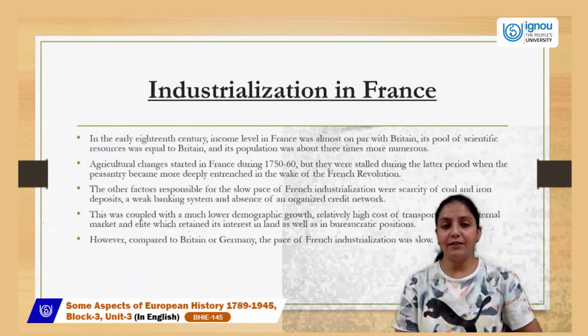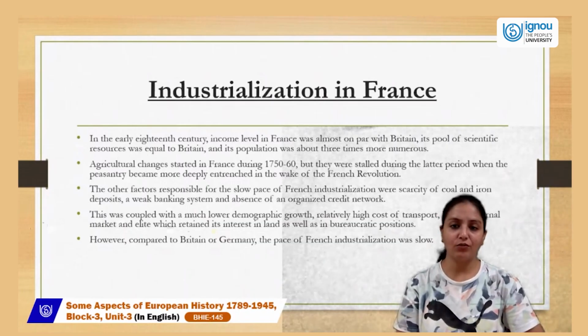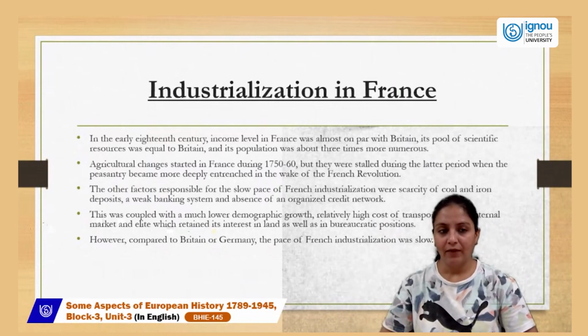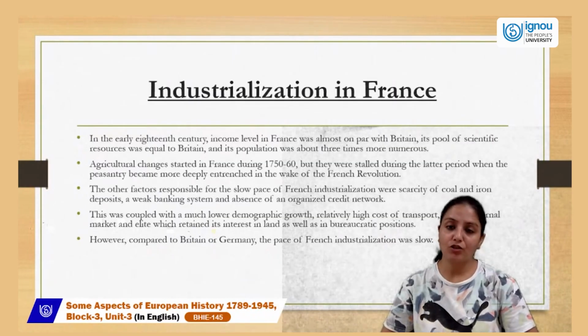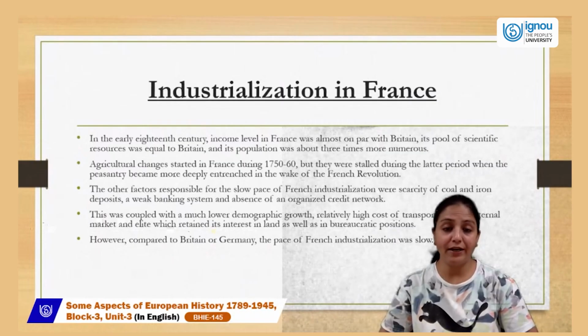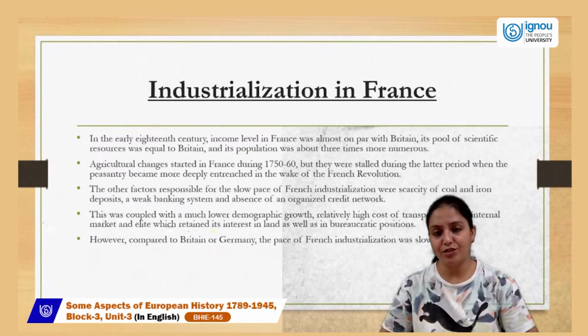In the early 18th century, income level in France was almost on par with Britain. Its pool of scientific resources was equal to Britain, and its population was about 3 times more numerous. Agricultural changes started in France during 1750 to 1760, but they were stalled during the later period when the peasantry became more deeply entrenched in the wake of the French Revolution.